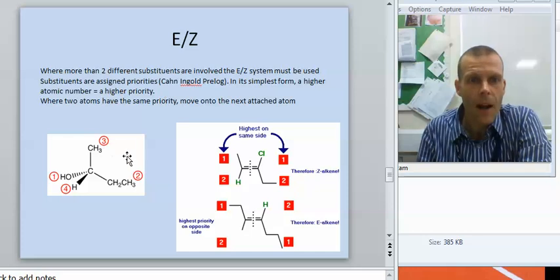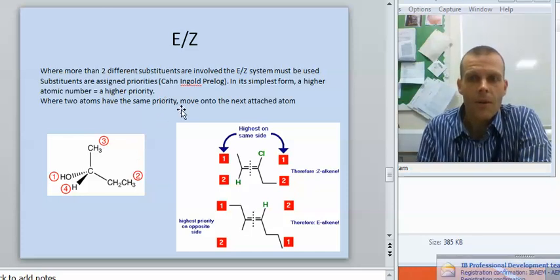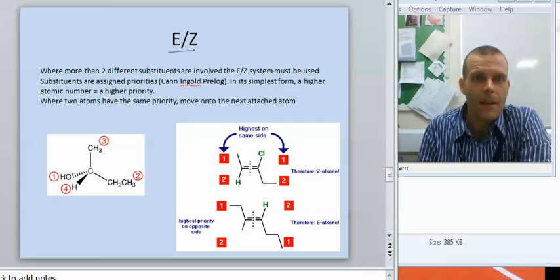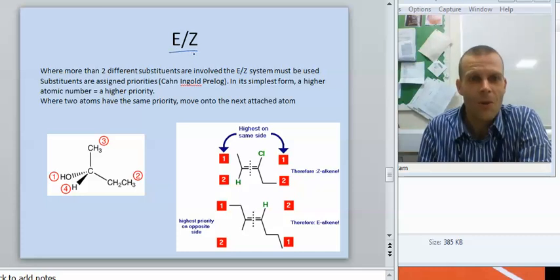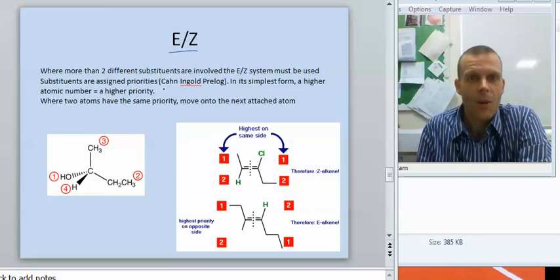Right, now if we have more than 2 constituents, then we have to use this system, E and Z. E for entgegen, Z for zusammen. 2 good German words. Z meaning together, E meaning opposite. And to decide what we are going to call the most important when we're deciding whether they're opposite or together, we use a system called the Cahn-Ingold-Prelog rules.